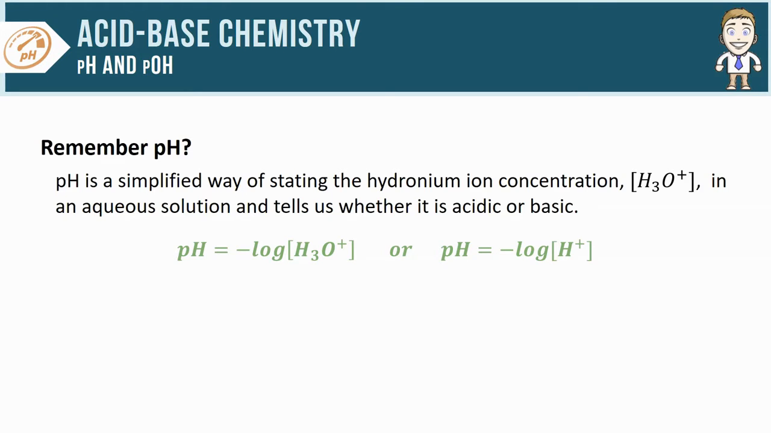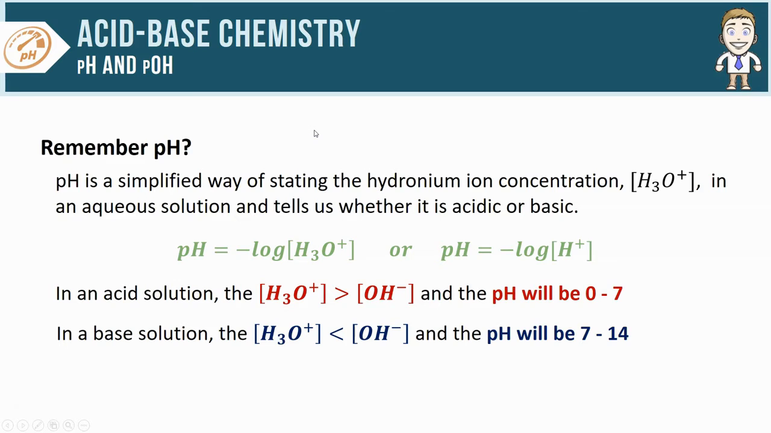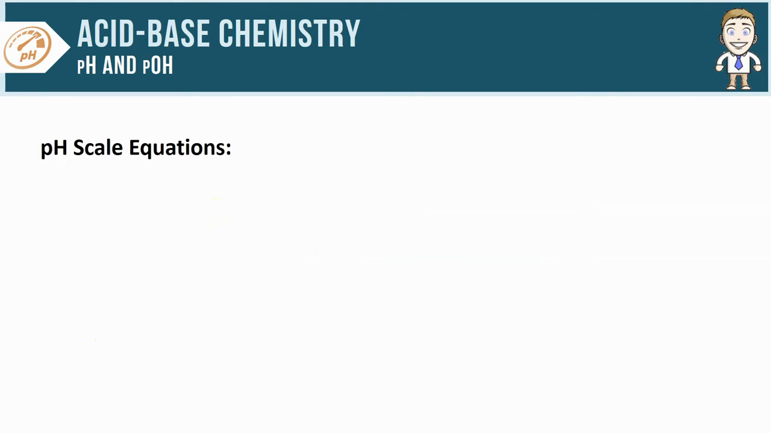Here's the formula where you can see we're just taking the negative log of the H3O+ or the H+, depending on how you want to write it. If the solution is acidic, that means the H3O+ is greater than the hydroxide concentration, and we're going to land somewhere between 0 and 7. If it's a base, then the H3O+ concentration is less than the hydroxide, and we're going to land somewhere between 7 and 14. So now let's take a look at some other pH scale equations.